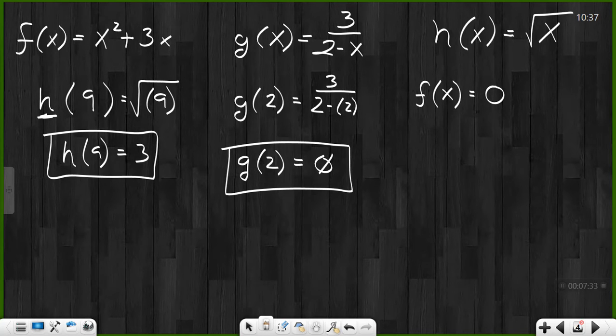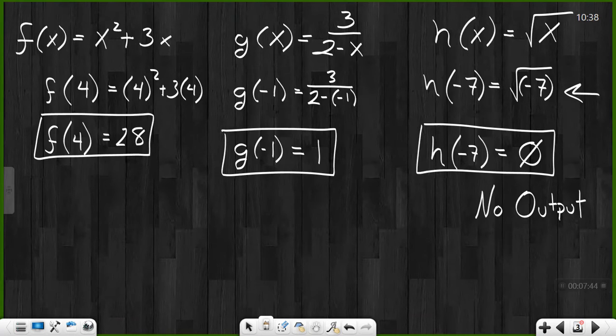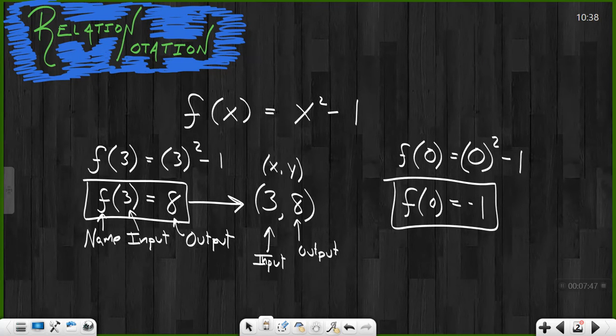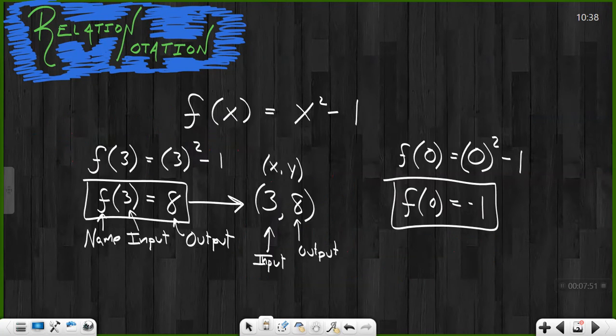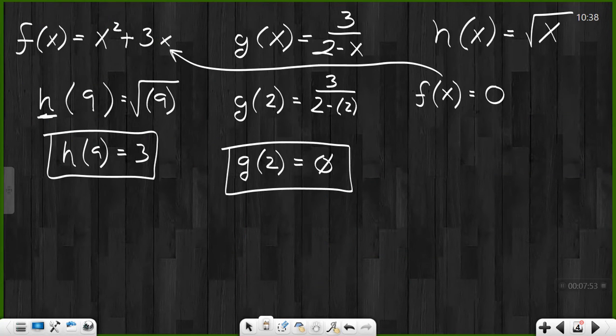All right, and our last one, f of x equals 0. Well, wait a second. This one's different. Now, it's telling us that we are still using the f relation. However, it did not give us the input, it gave us the output. f of x, if you recall, represents our output. That's what we talked about right here. You can see it represents our output. So they gave us an output of 0.